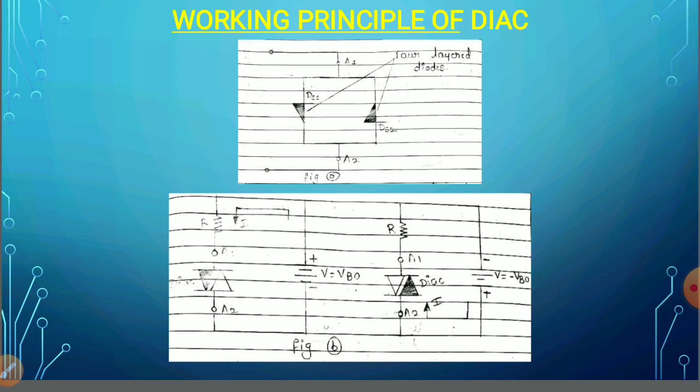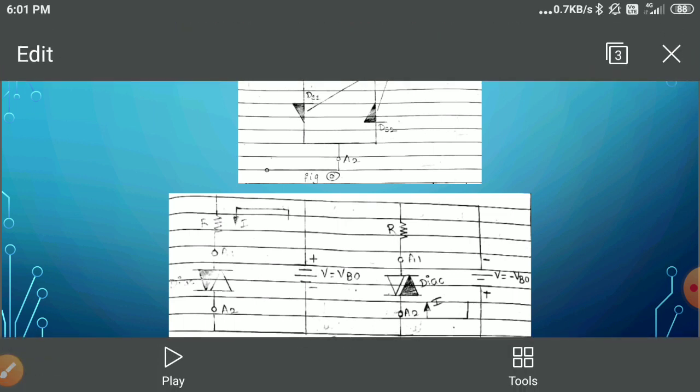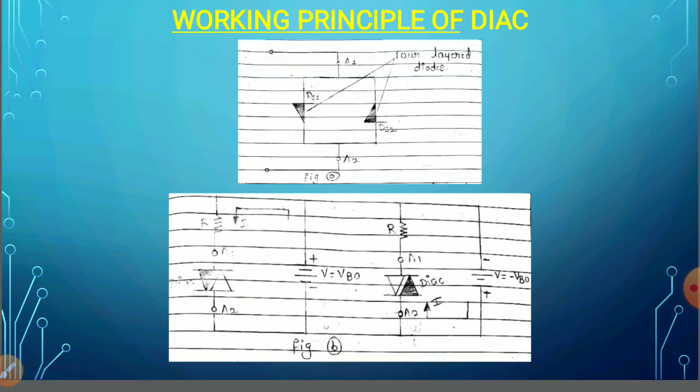Once the applied positive voltage becomes equal to or greater than the VBO or breakover voltage, the current through the DIAC starts increasing and the DIAC starts conducting. Once the DIAC starts conducting, the current goes on increasing whereas the voltage goes on decreasing. This is for the applied positive voltage.